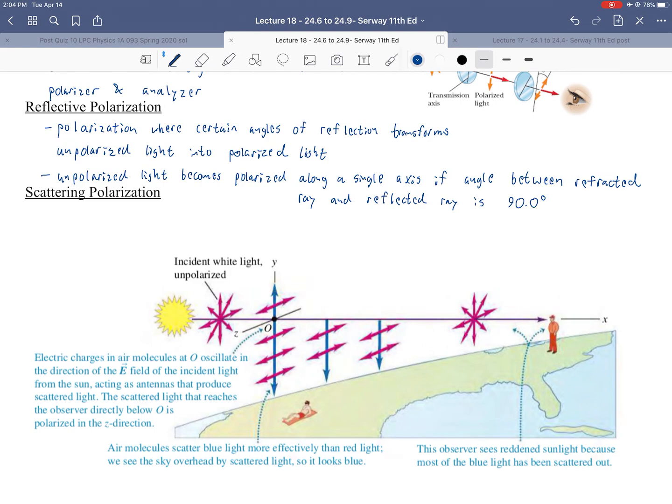Okay. All right, last type, a qualitative discussion about scattering polarization. So this is polarization caused by light interacting with molecules in a gas.